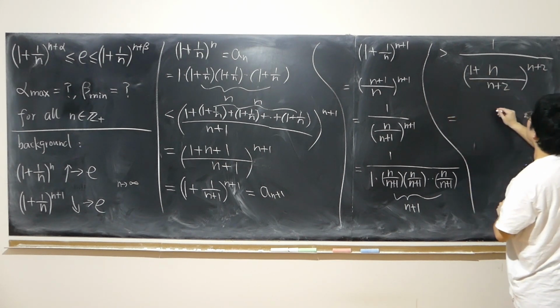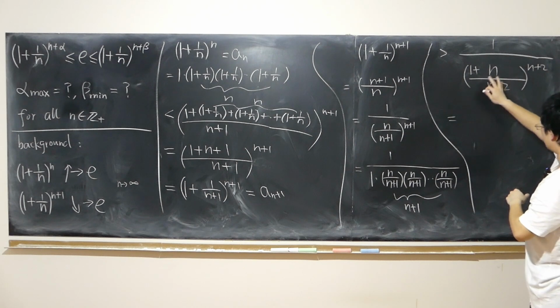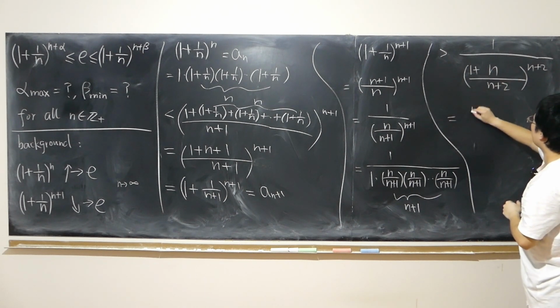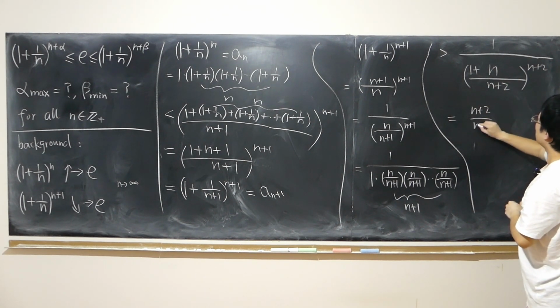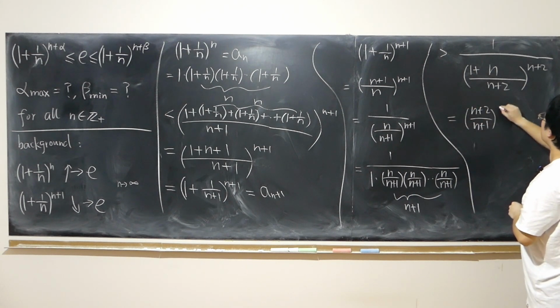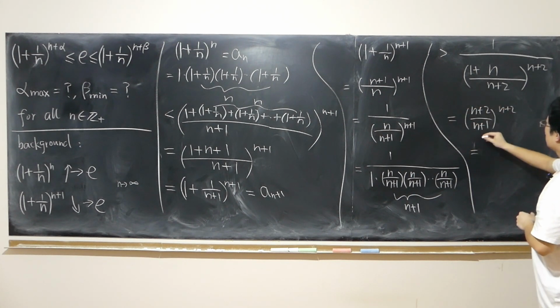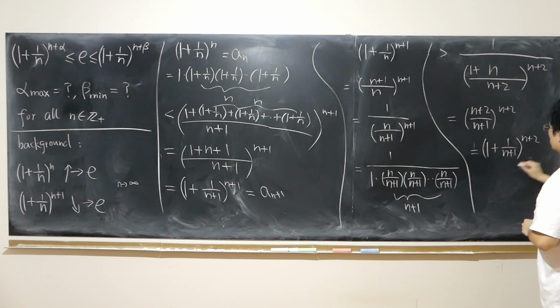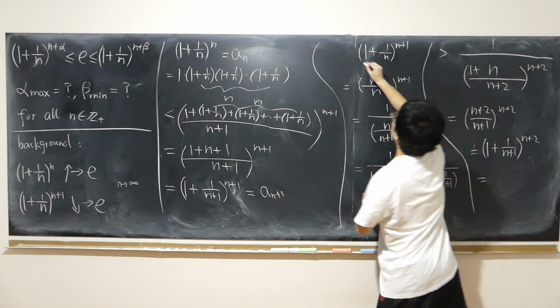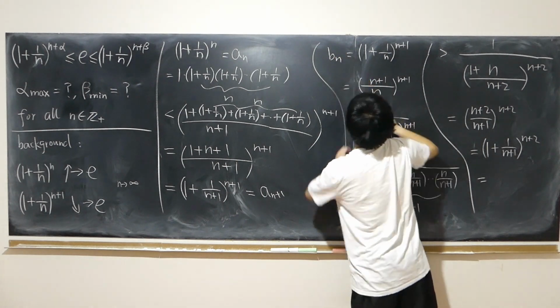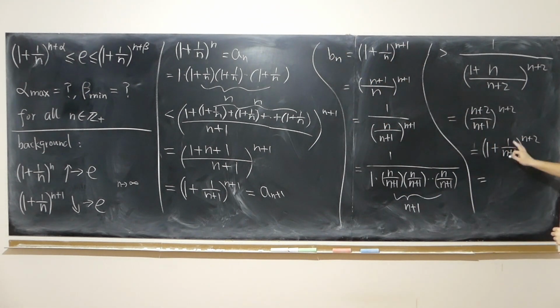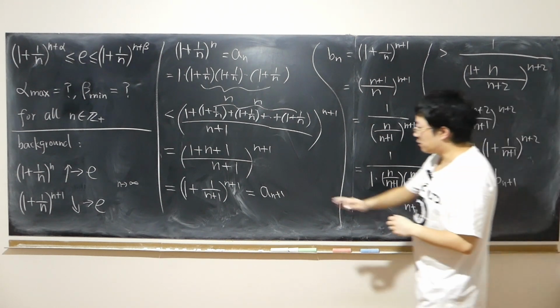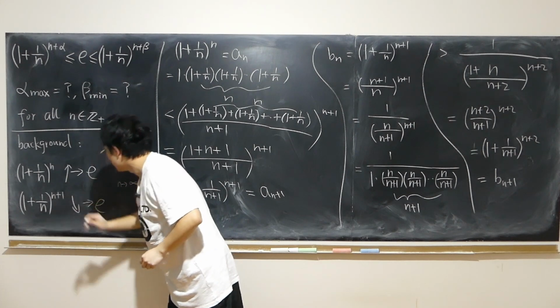So that is equal to, taking the reciprocal, n plus 1 over n to the power of n plus 2, that is equal to, by partial fraction, 1 plus 1 over n plus 1 to the power of n plus 2. What is that? That is, for example, b_n, so this is obviously b_(n+1). So really, this sequence is decreasing.